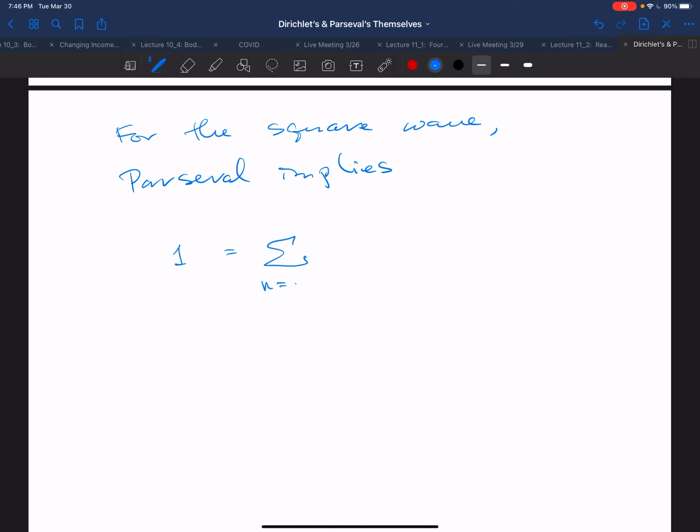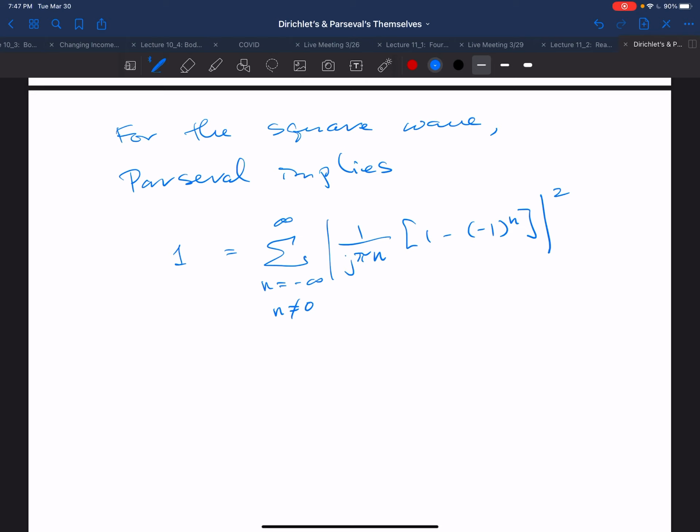The Fourier series looks like the sum from n equals minus infinity to infinity, for n non-zero, of 1 over j pi n times [1 minus (minus 1) to the n]. These were the Fourier series coefficients for the square wave. So we take their moduli squared and add them up, and that will give us the average power of the square wave itself.